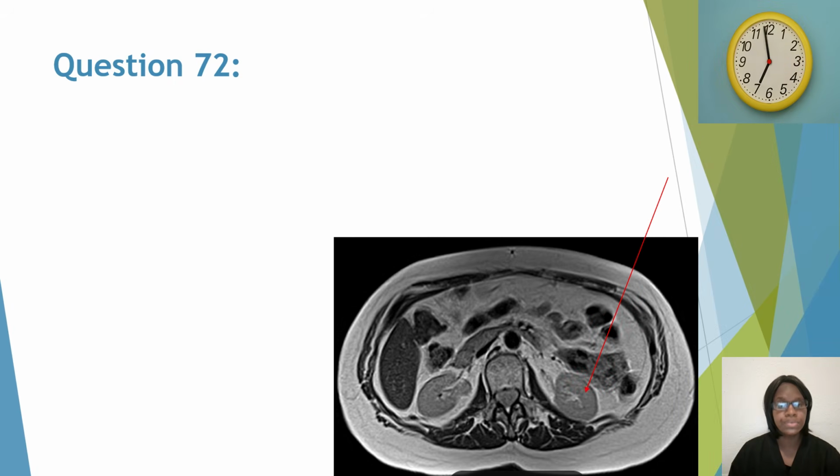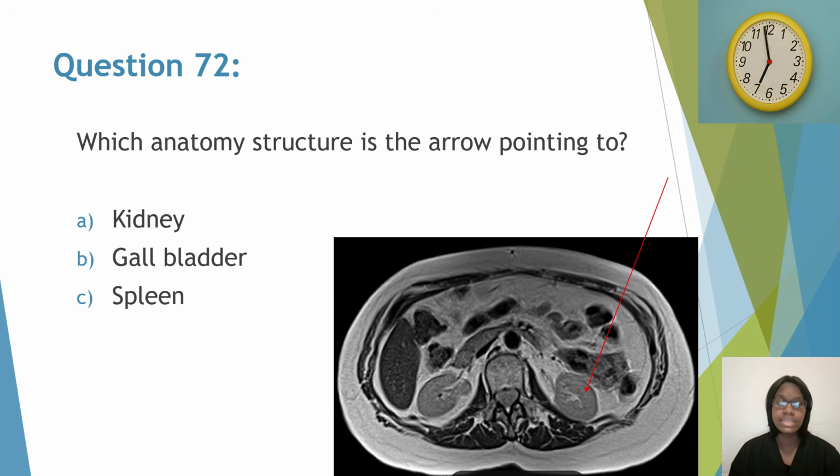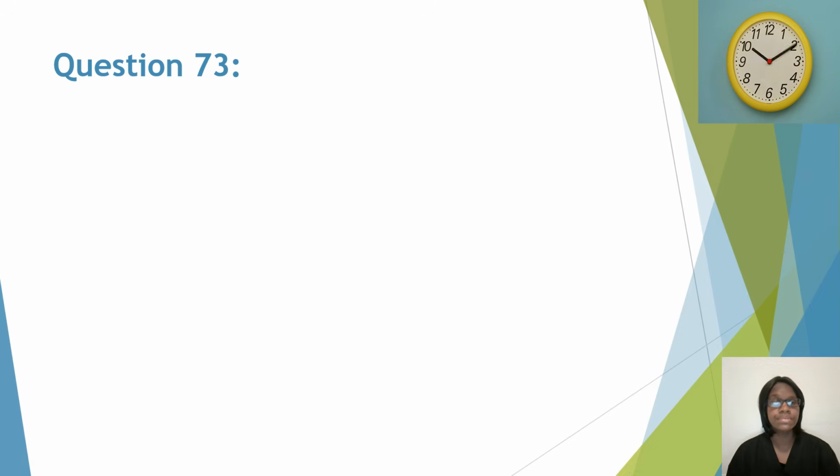Question 72. Which anatomy structure is the arrow pointing to? A, kidney, B, gallbladder, C, spleen, D, stomach. The correct answer is A, kidney. The arrow is pointing to the left kidney to be exact.